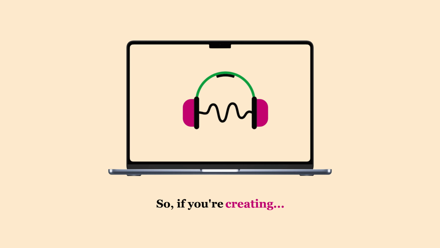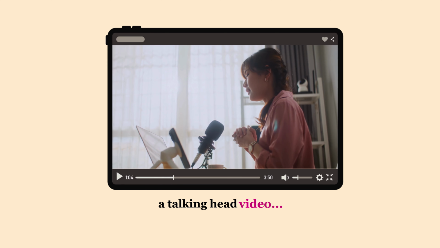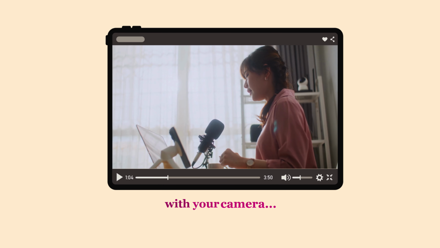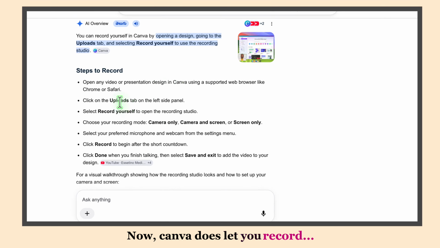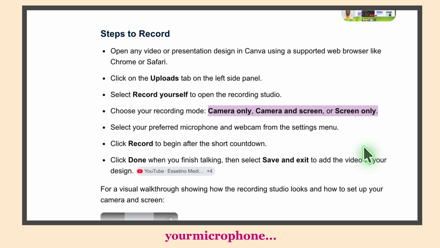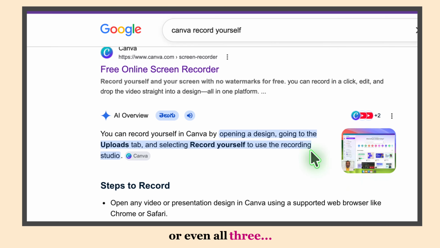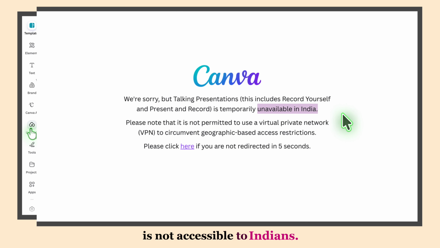So if you're creating a faceless video, that usually means your voiceover and any screen recordings you have already made. And if you're editing a talking head video, it's the video you have recorded with your camera along with its audio. Now Canva does let you record directly inside the editor using Record Yourself. You can record your screen, your camera, your microphone, or even all three at the same time. But at the time I'm recording this feature is not accessible to Indians.